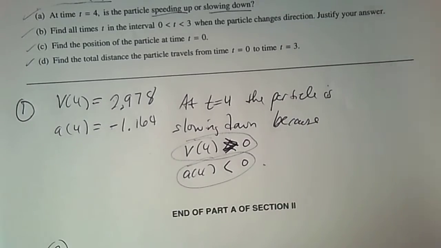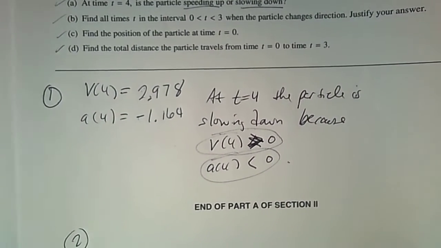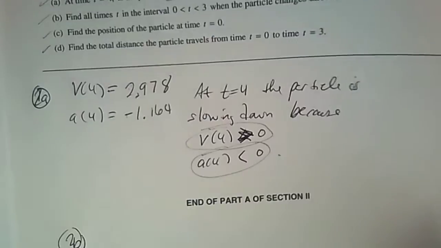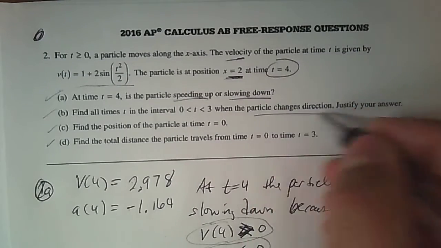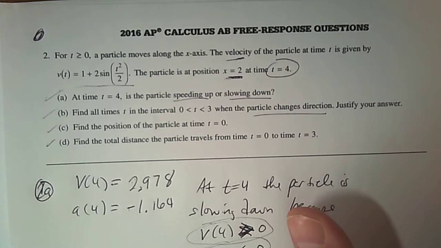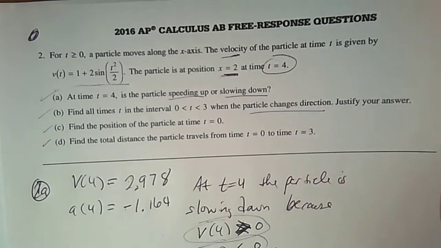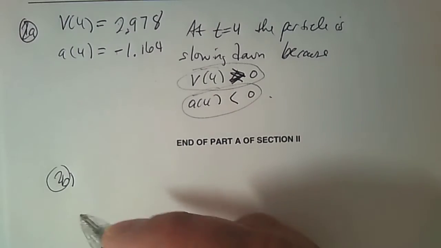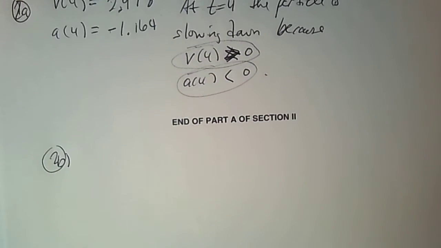Number 2, and if it's going too fast, press pause. Here we go. This is 2a, this is 2b. So find the times in the interval when the particle changes direction. So how do we know when the particle changes direction? Which one do I use: position, velocity, or acceleration? And the answer is it's velocity that tells me what direction it's going. So I'm looking at velocity, and I'm looking at when the velocity is 0, when it's at rest, and then I'm going to see if the sign changes from there.